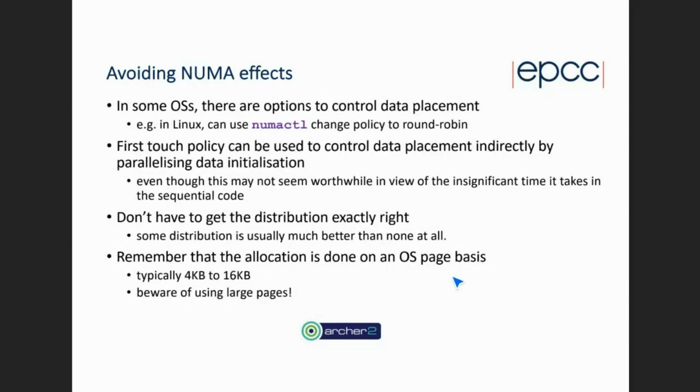And just to remember, it's about the granularity of allocation here. Memory allocation is done in operating system pages. So how big are those? It depends on the operating system, but typically a few kilobytes in size. Some operating systems allow you to have an option to use much larger pages, so megabyte-sized pages, but that might not be terribly good for this, because if the granularity of your distribution gets very big, it can be difficult to distribute your data structures easily.